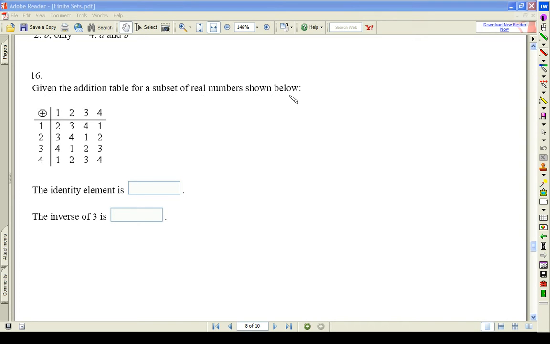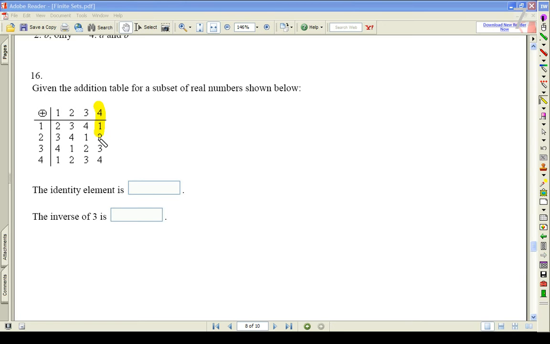So this question says, given the addition table for the subset of the real numbers as shown below, the identity element is which of the following? So the identity element has to be in this set. Even though it's a subset of real numbers and they're using the plus sign here, unfortunately it's not as easy as going to be 0. We have to look inside the table, and once again, the identity element is one that will copy over the row or the column.